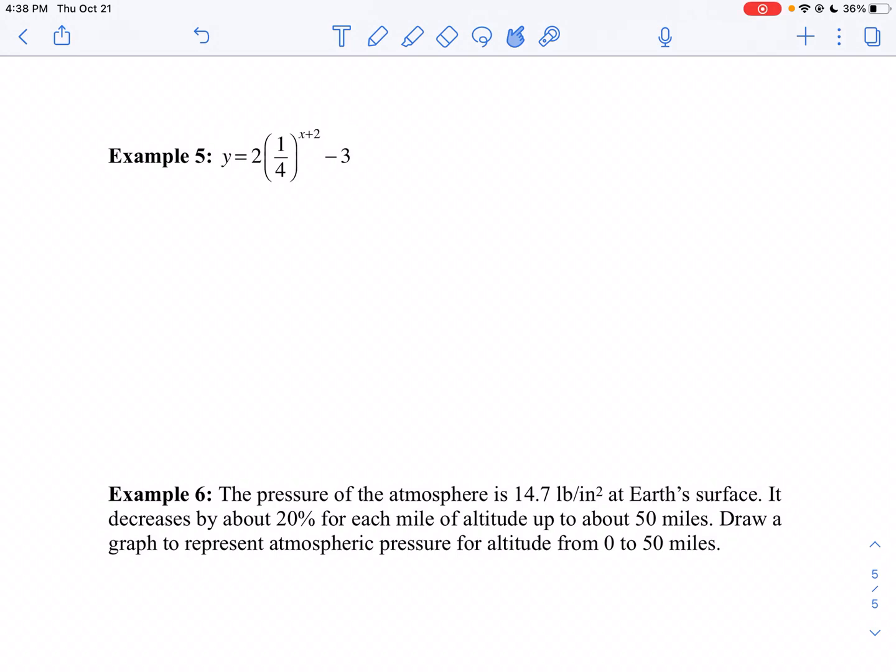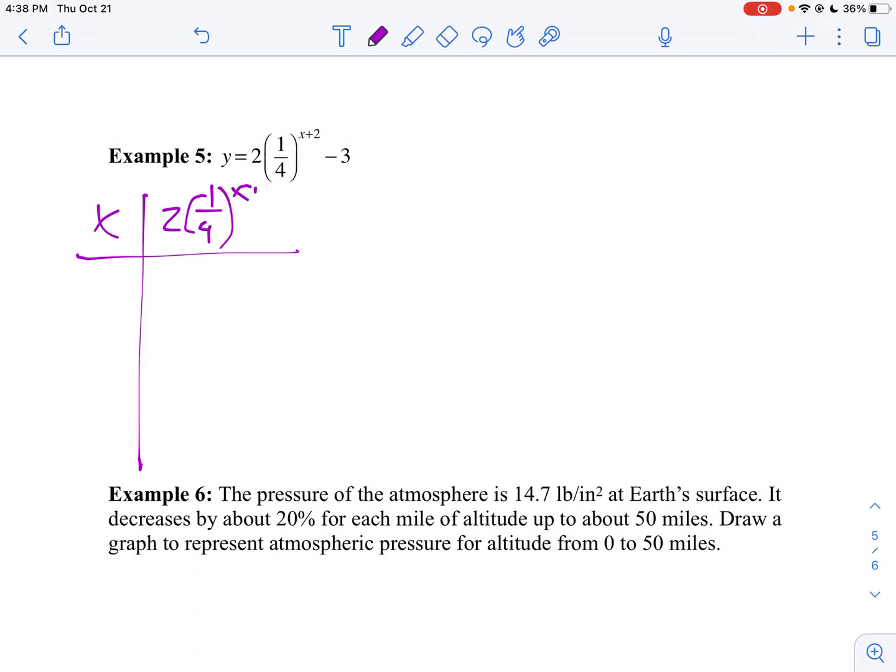On example 5, we're going to graph with transformations, and then we're going to state the domain and the range. So once again, I think I'll make my table. So I'm going to have x and 2 times 1/4 to the x plus 2, minus 3. So I'm going to put in when x is negative 2, because that's when it makes my exponent 0.